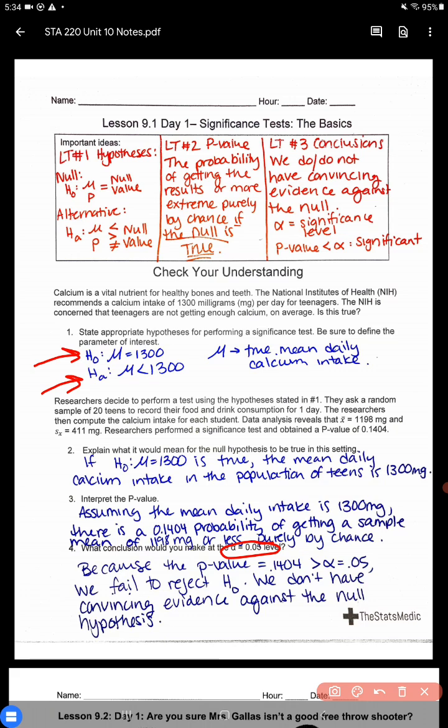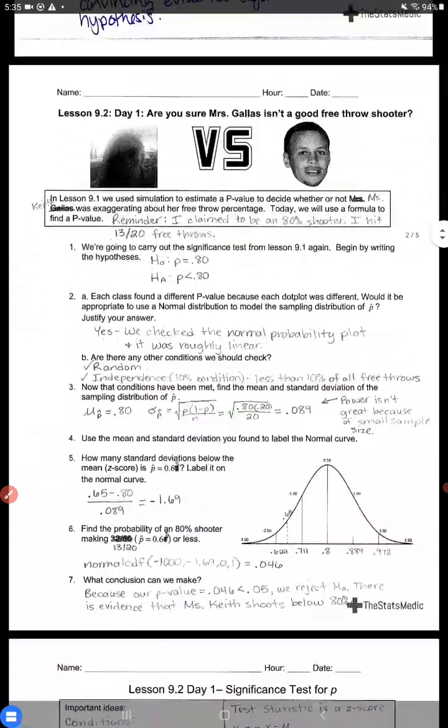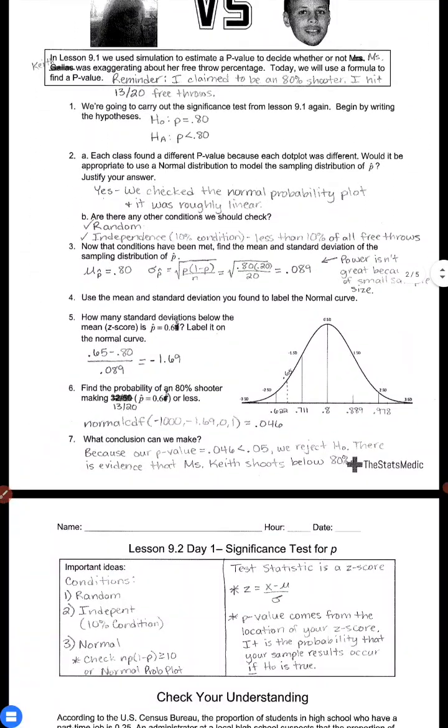So I never use the words true or false in these situations. I either say that I fail to reject the null hypothesis, or in some cases, I may have enough evidence to reject it. So now that you've seen what the setup looks like, let's actually run a hypothesis test.